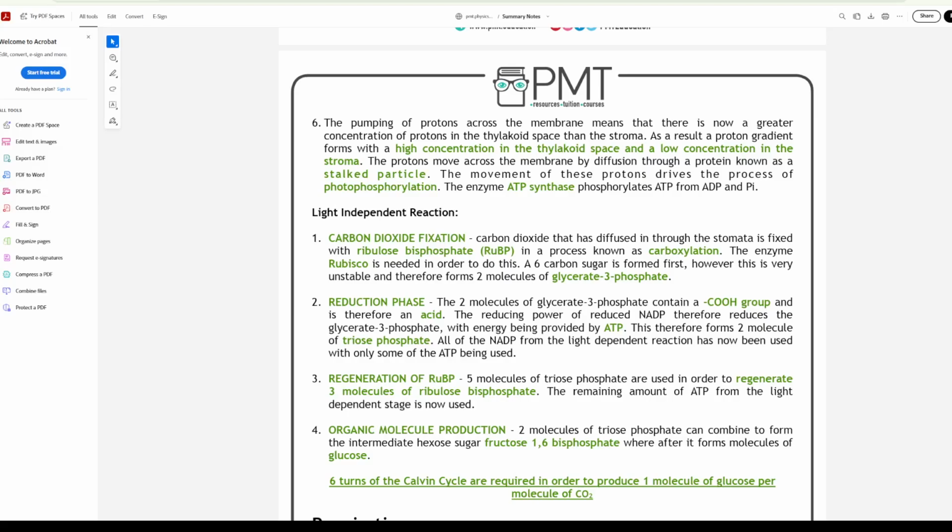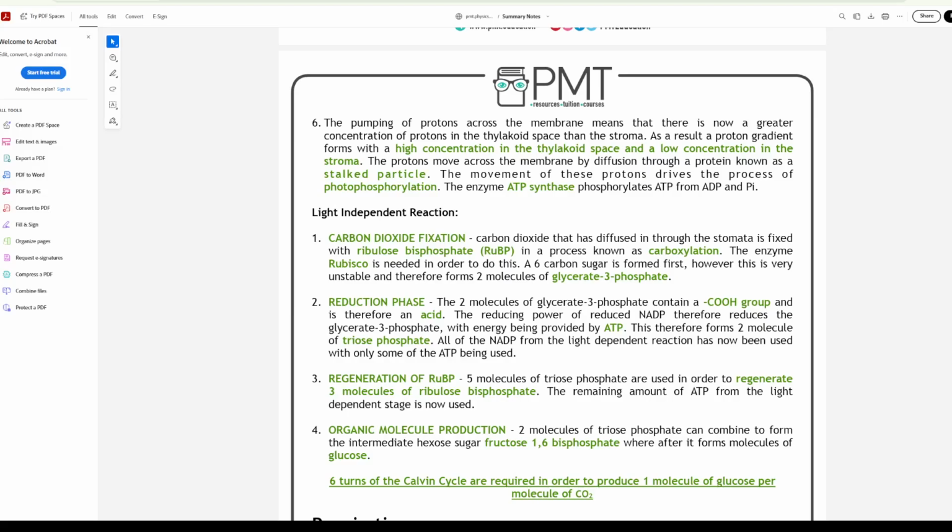Not sure that is something that I have covered. This is AQA spec, so not sure why I haven't heard of that, but the movement of these protons drive the process of photophosphorylation. The enzyme ATP synthase phosphorylates ATP from ADP and Pi.